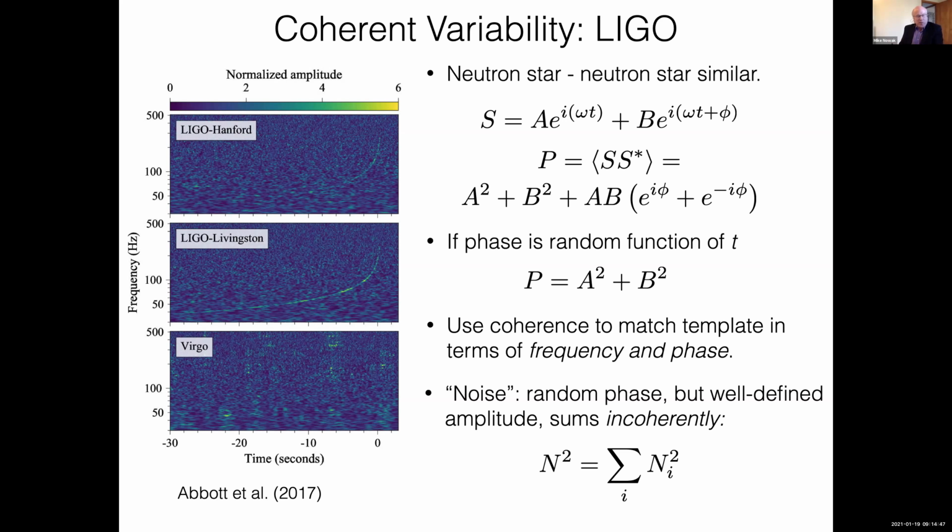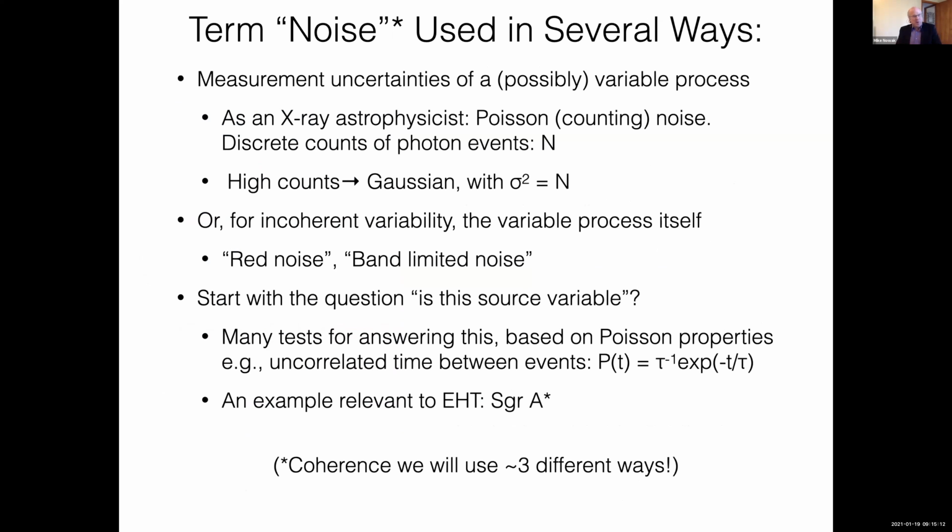So noise, in terms of the signal from the source or the measurement processes, could have well-determined amplitudes but undetermined phases. And so when we add these processes together, we're going to be doing this incoherent sum where basically we're summing amplitudes squared without any reference to phase. As I just said, I'm going to use the term noise and also, unfortunately, later the term coherence in several different ways. Noise can refer to measurement uncertainties of variable processes.